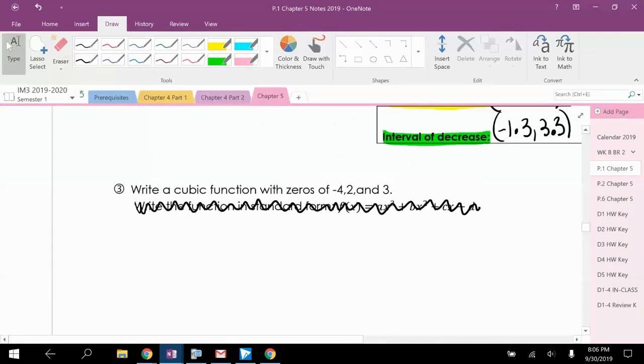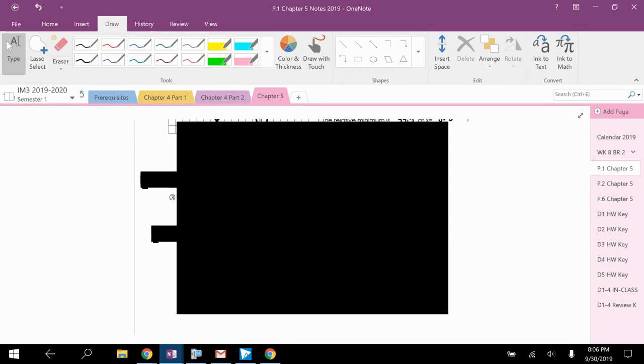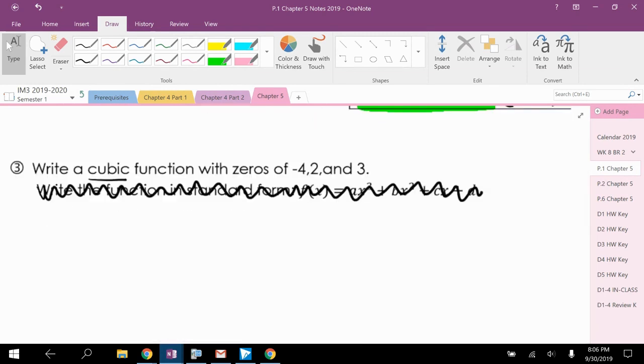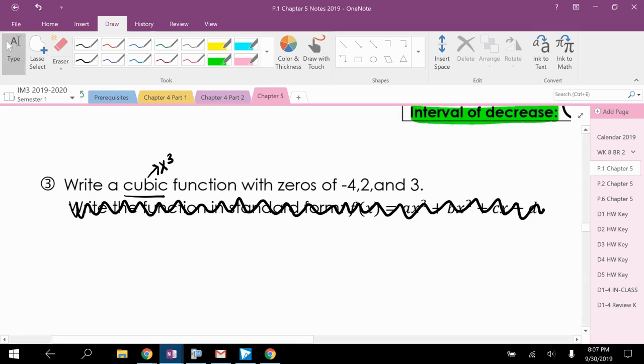Now remember, count the zeros. It's a cubic function, so I should have, oh, something happened. I apologize. Okay, it is a cubic function, so it should be x to the third power. Or you should have 3 x's represented. Now, when you're writing it in intercept form, you always want to write it as x minus the 0, x minus the next 0, and x minus the last 0.